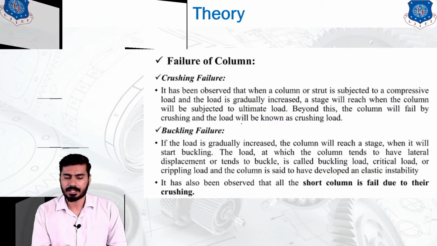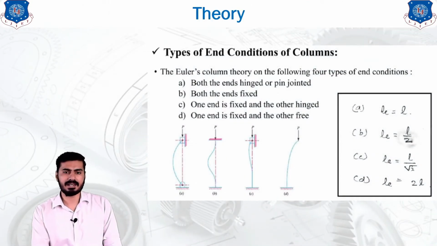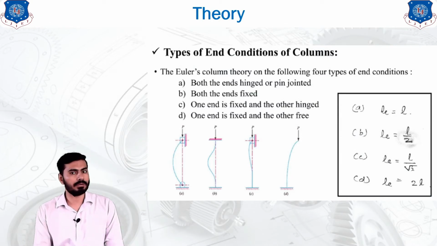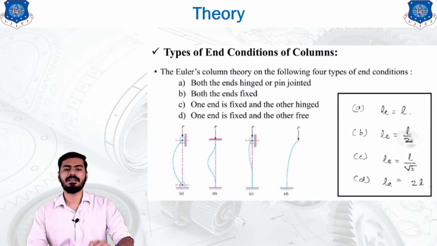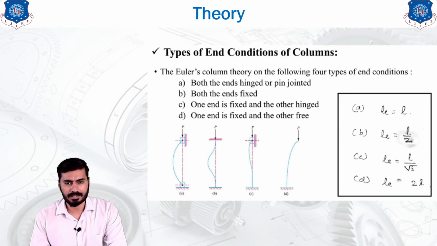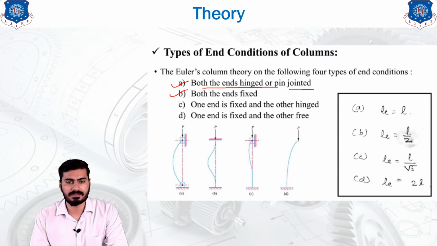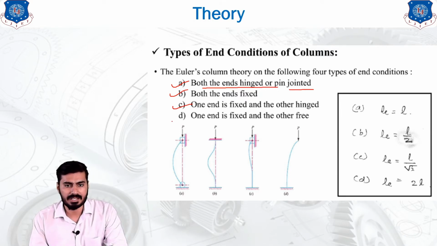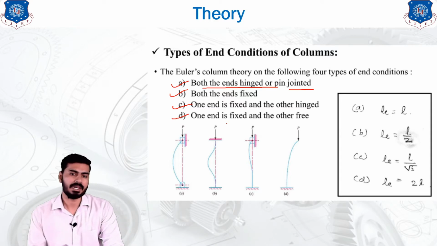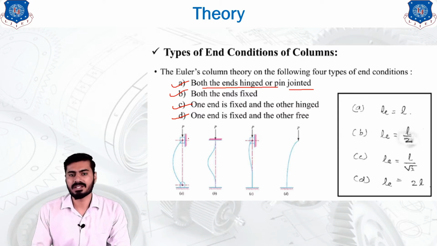Now, we will see another part of this lecture, that is the next theory, the types of end condition of the column. So we will identify different types of end conditions based on the given conditions. There are 4 types of end condition. The first one is both ends hinged or pinned. The second one is both ends fixed, then one end fixed and one end hinged, and one end fixed and the other end free.